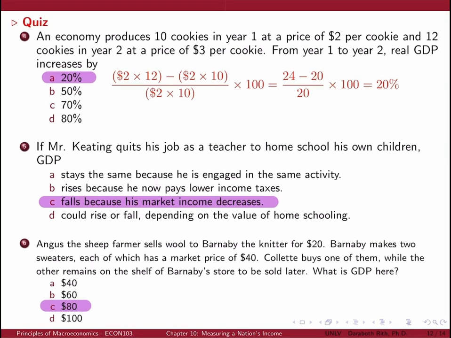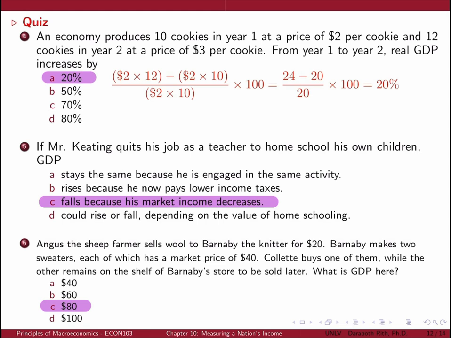Question number 5. If Mr. Keating quits his job as a teacher to homeschool his own children, what happens to GDP? In this case, Mr. Keating's income is eliminated when he quits his job. Since there is no income generating to GDP, GDP will fall. So the answer is C. GDP falls because his market income decreases.